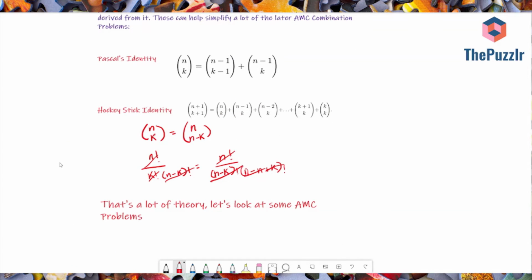Okay, we're done with the main theory part for the counting problems. We didn't do too much theory, but that's still more than enough. Let's actually look at some AMC problems to see how we're going to be seeing this in the actual test.